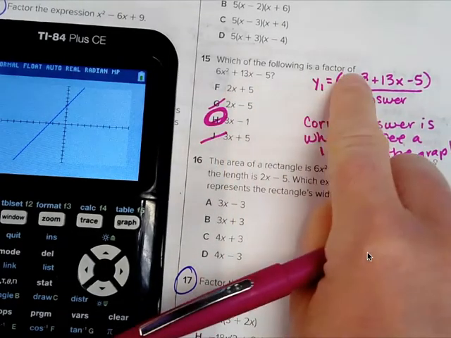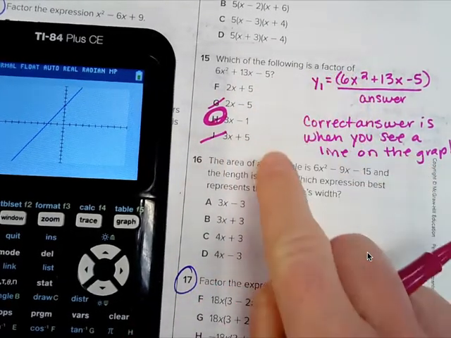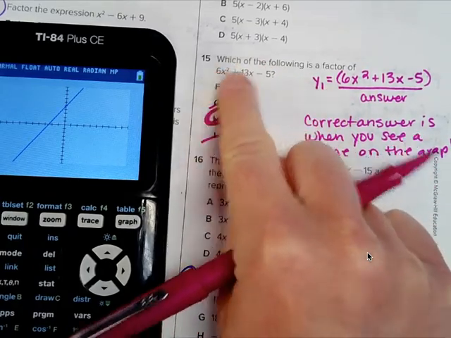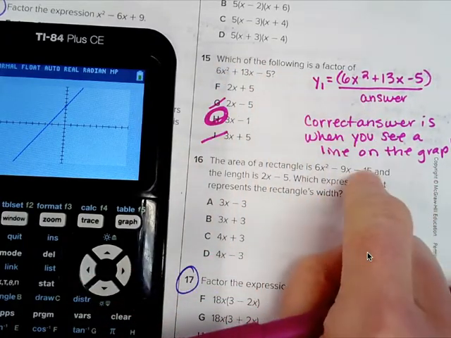All right, so if it asks which of the following is a factor, you're going to have to put it in like this: the original divided by an answer, and you're looking for a line.